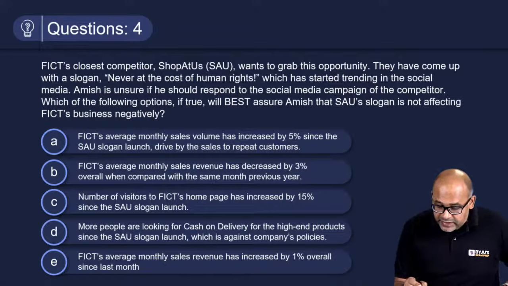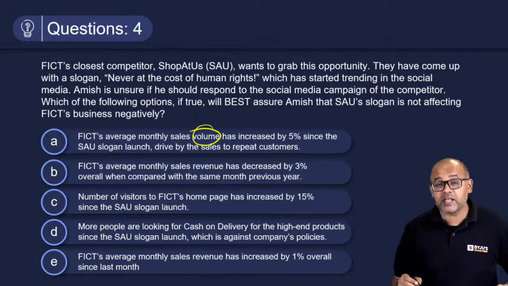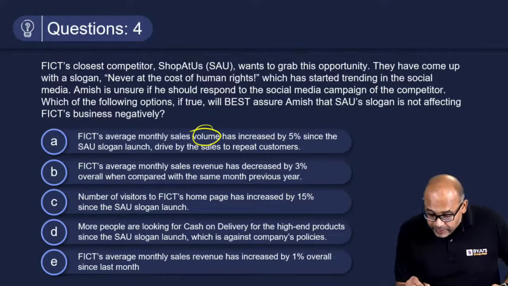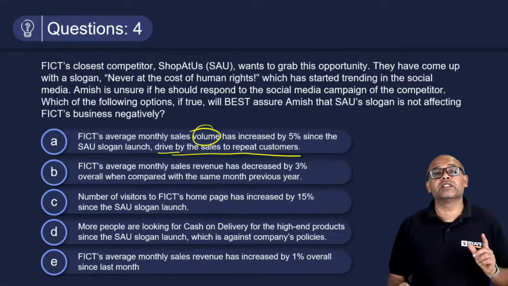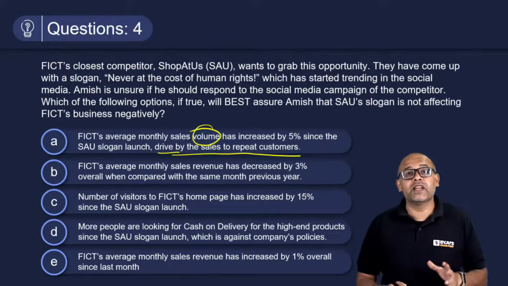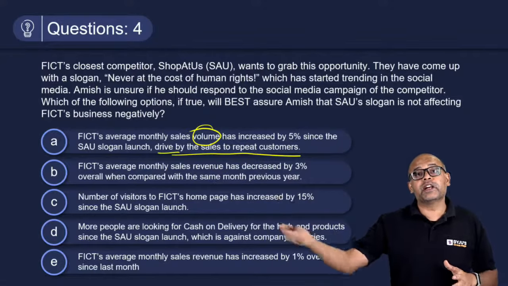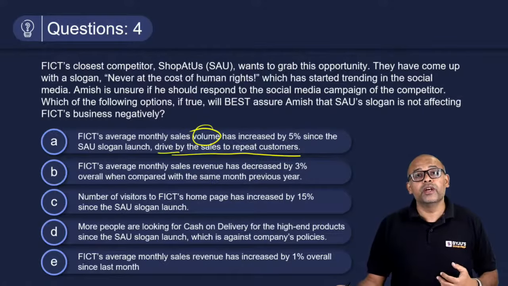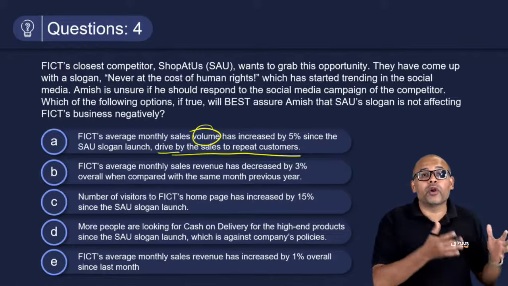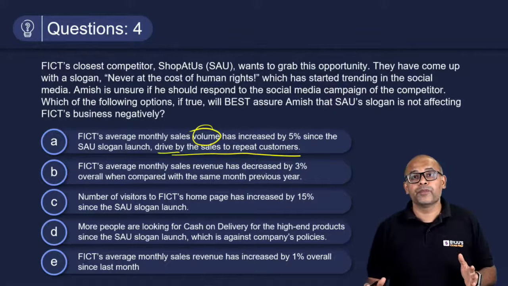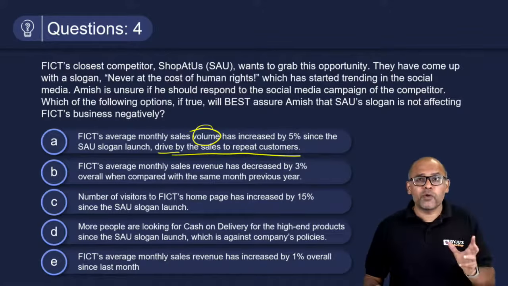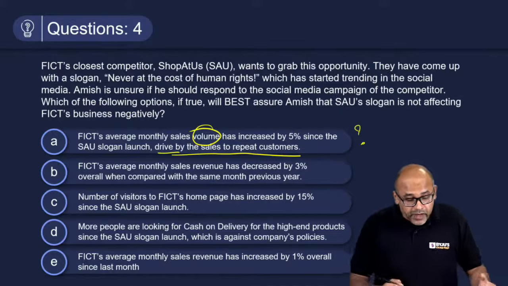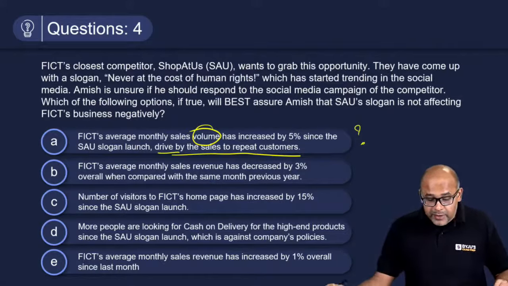Fixed average monthly sales volume. This is important. Volume has increased by 5% since the SAU slogan launch, driven by the sales to repeat customers. So look at it. What you're basically saying is, look, since the competitor started advertising, my repeat customers have purchased more. What does it tell you? It tells you that the people who are loyal to me are not going away. It's a good positive sign. But is it the best possible answer? We don't know, because we haven't read the others. Put a question mark. Could be a possible answer. Look at the others. Fixed average monthly sales revenue has decreased by 3% overall.